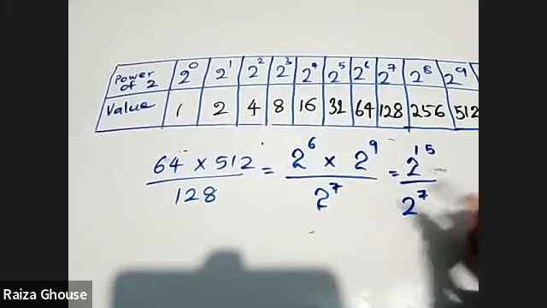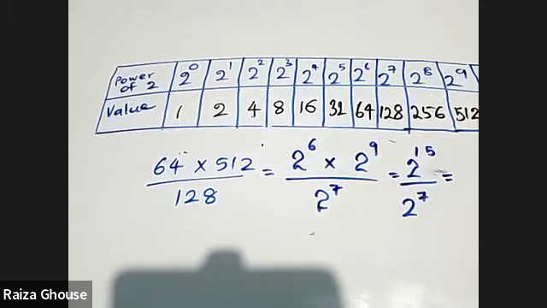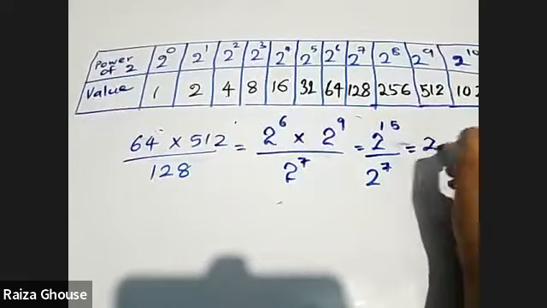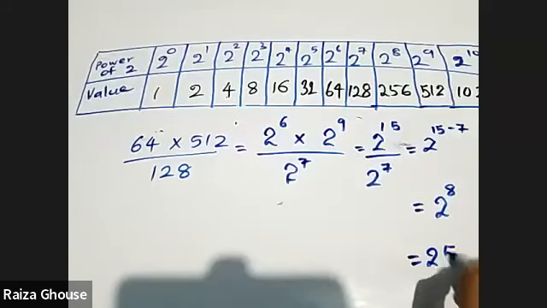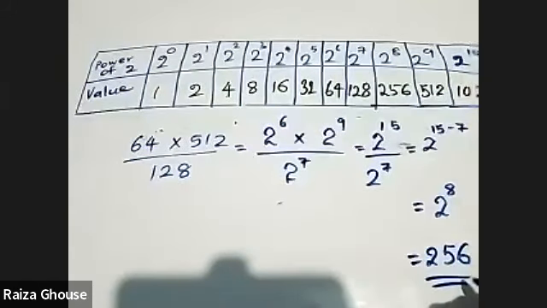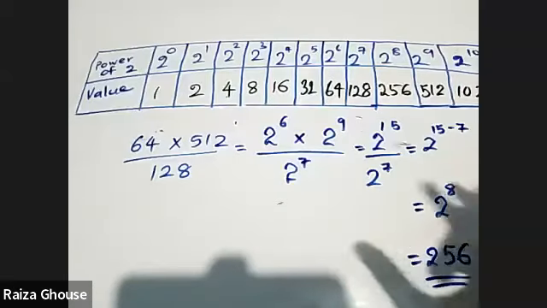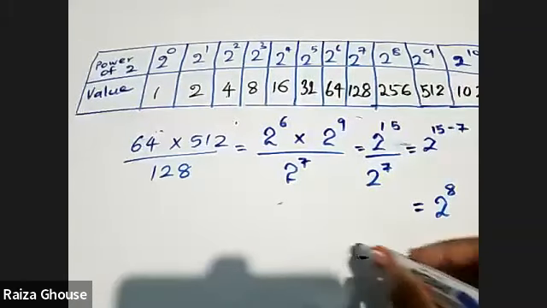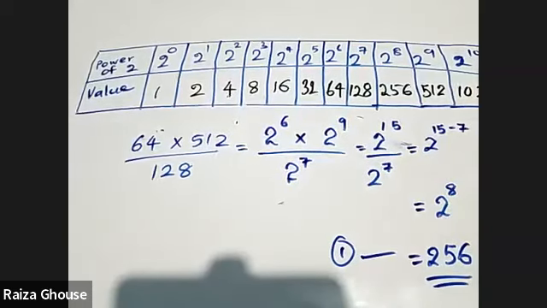I told you that if you have the same base, different powers, in division, you can subtract the powers. 15 minus 7. Now what is the final answer? 2 to the power 8. What is 2 to the power 8? 256. So these questions come in the O-level paper: find the value in logarithmic form. Then you have to show this method. Some students do the simplification method and only gain 1 mark for the answer. For the working, the rest of the marks are provided.